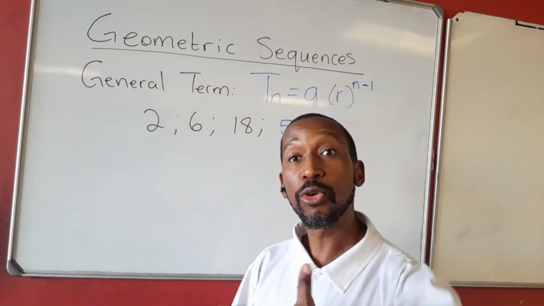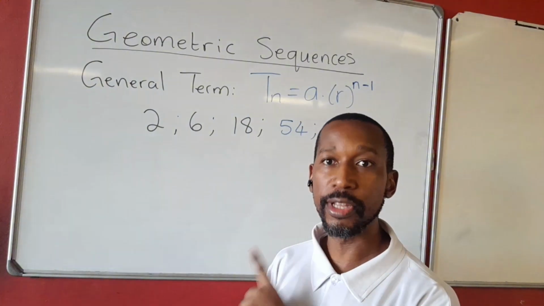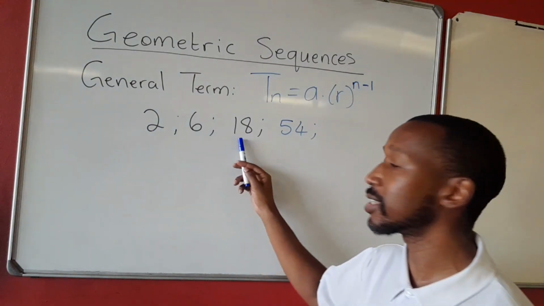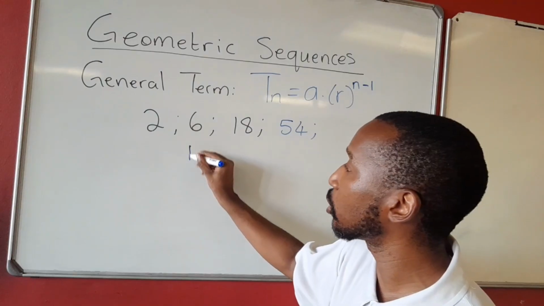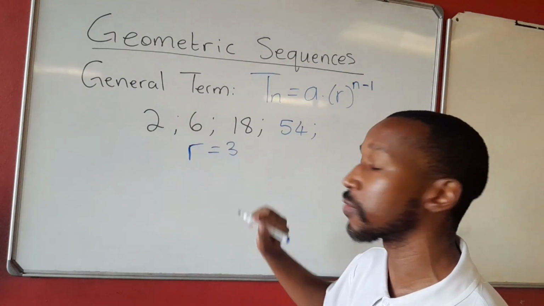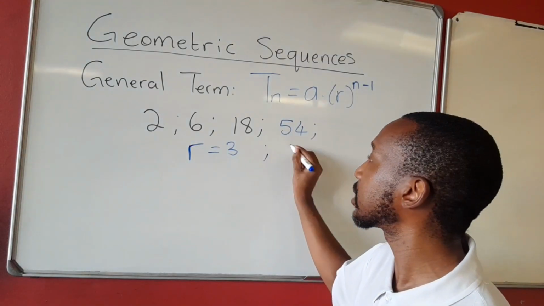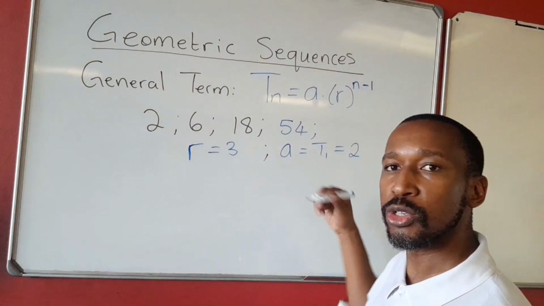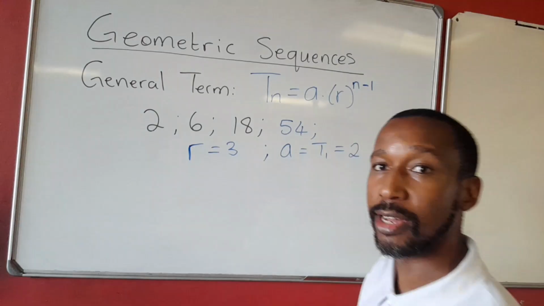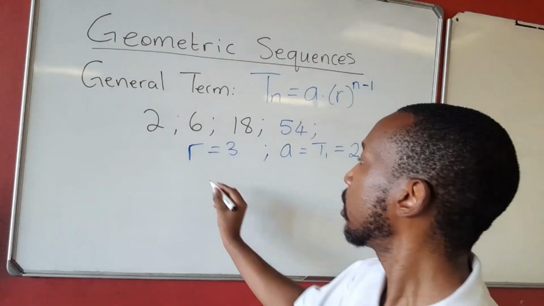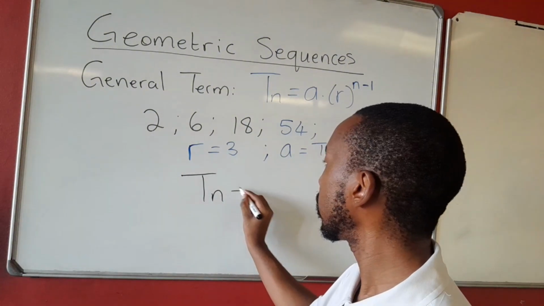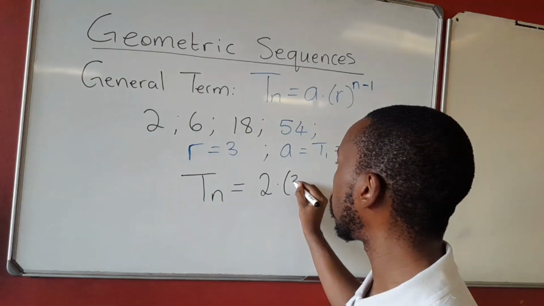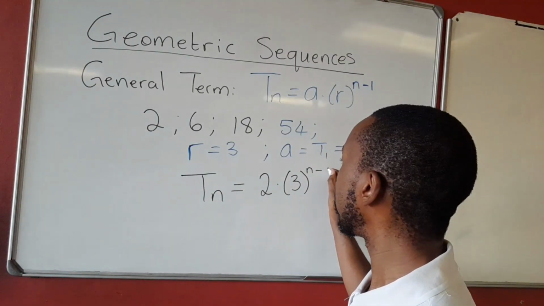Okay, now let's go over how to get the general term for this particular number pattern. So we've already established that we have 2, 6, 18 given to us, and we've proven that the common ratio is 3, and we know that our A is equal to term number 1, which in this case is 2. So now we can substitute into the formula and find out what our general term is. The general term would be Tn is equal to, here we put the value of A, which is 2, then we put the value of r, to the power n minus 1.